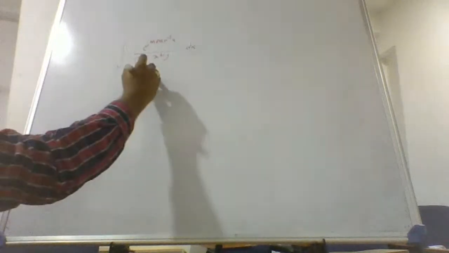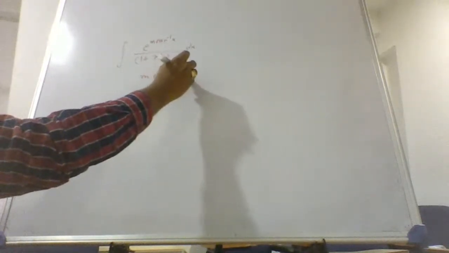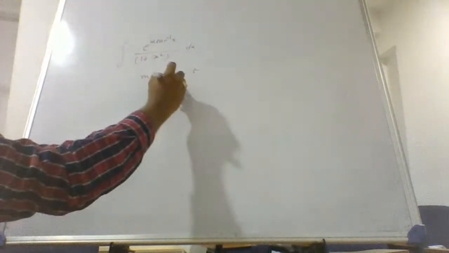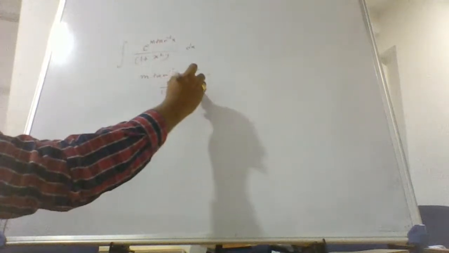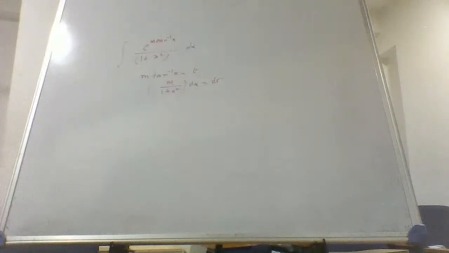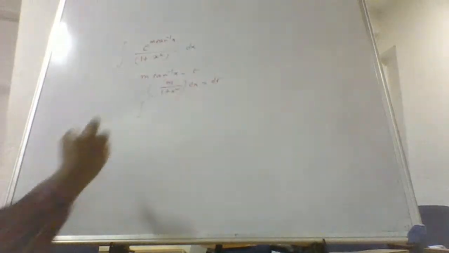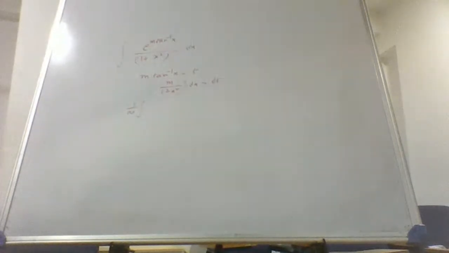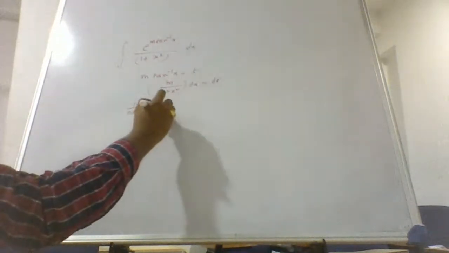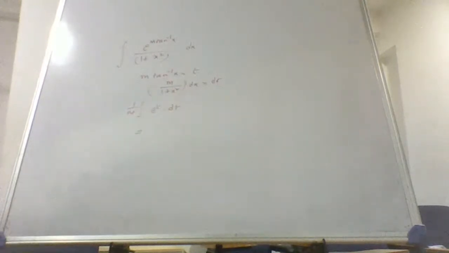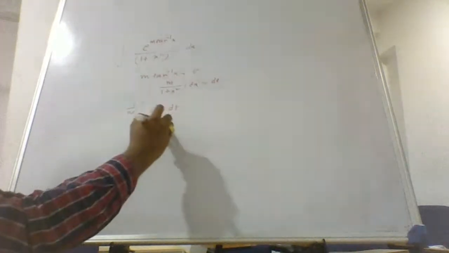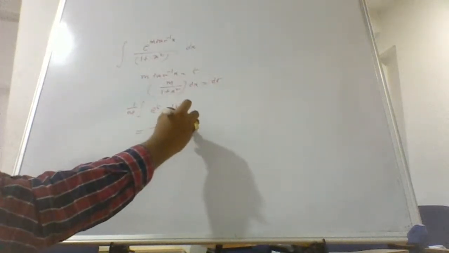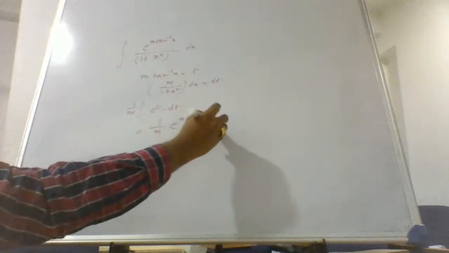Let me consider m tan inverse x as some t. So this will be m divided by 1 + x square dx as dt. Now if you take it to the other side, I'll be having 1 by m e to the power of t into dt. Which results in e to the power of t, as the integration of e to the power of t is e to the power of t itself. So I get 1 by m e to the power of m tan inverse x plus c.